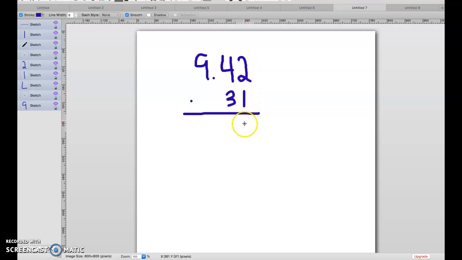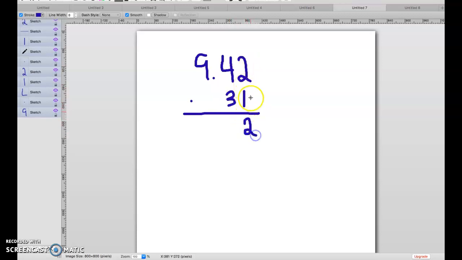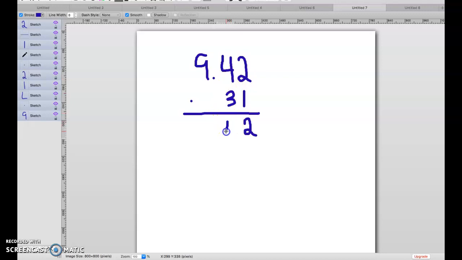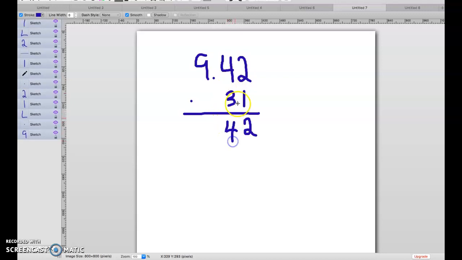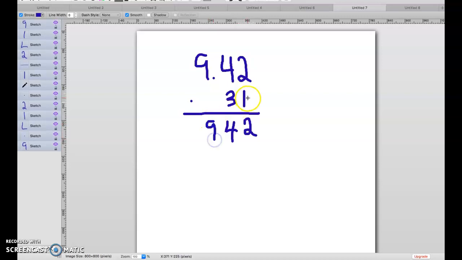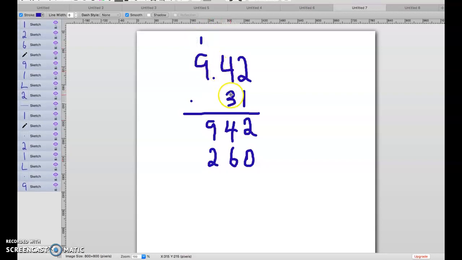All right, 1 times 2, that's 2. And 1 times 4, that's 4. And 1 times 9, that's 9. All right, so next line, we always put one more 0 than we had in the last line, so we put a 0. 3 times 2 is 6. 3 times 4 is 12, so a 2 goes here, and we carry the 1. 3 times 9 is 27, add 1, 28.